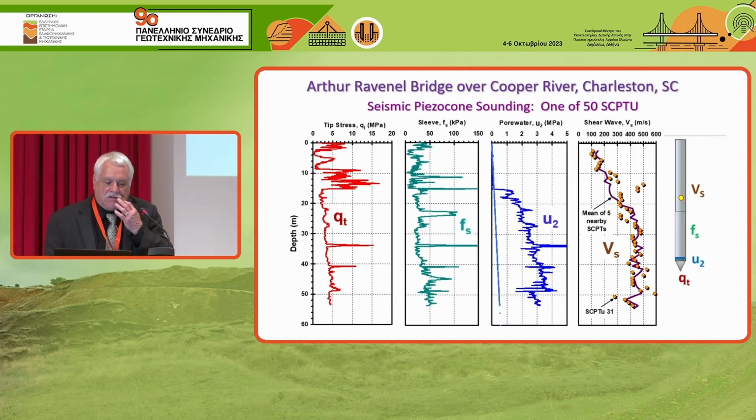Here's another example. This is in Charleston, South Carolina. This material is very calcareous. The calcite content is 60, 70, 80% below a depth of about 16 meters. So again, we have cone tip resistance in red, the sleeve friction in green, pore pressure in blue, and then brown for the shear wave velocity. And the shear wave velocities get up very high, over 450 meters per second.